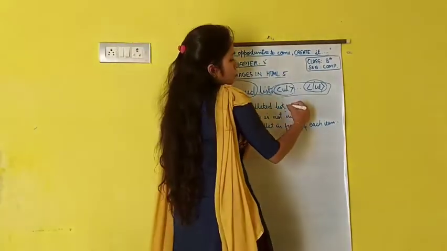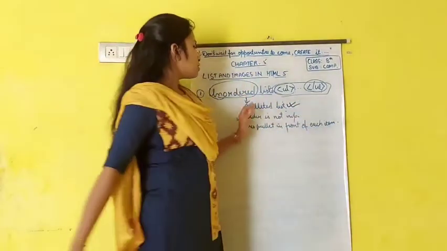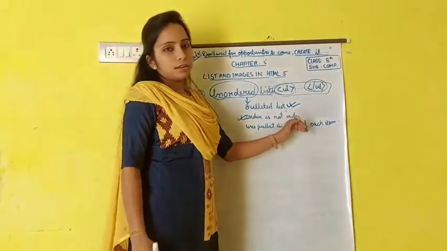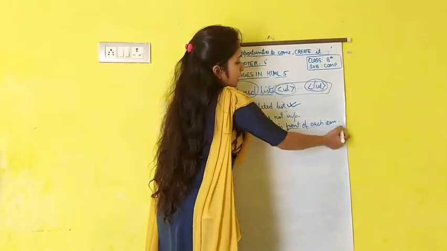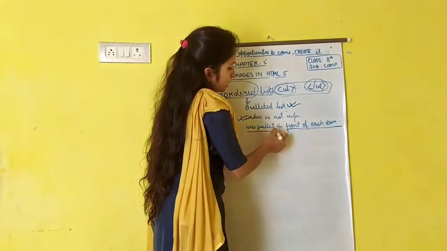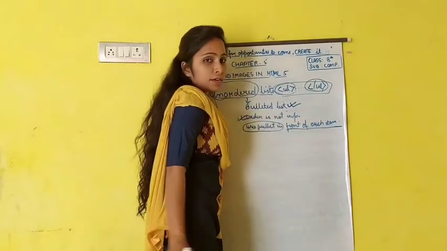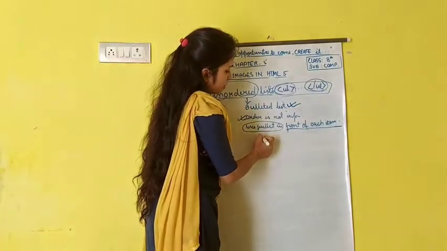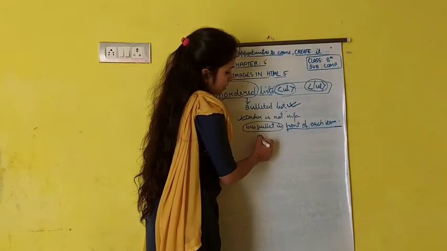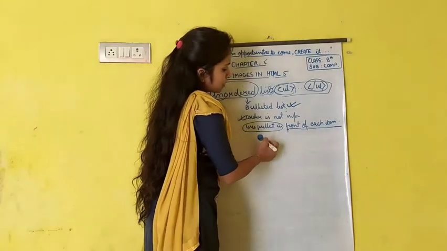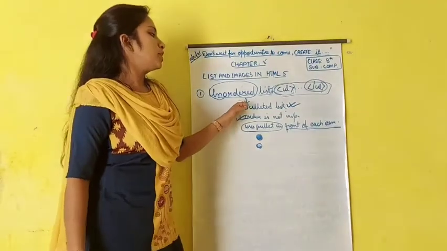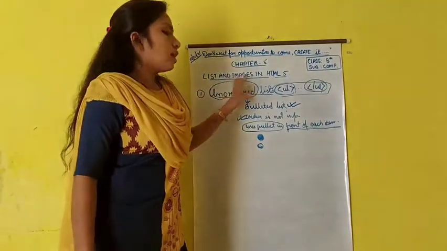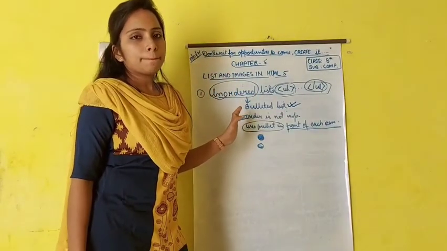It is also known as a bulleted list. Why bulleted list? Because in front of each item, a bullet is formed. Clear? A bullet is nothing but a solid circle. This type of bullet is formed in front of each item. That's why it is called a bulleted list. So this is the unordered list.